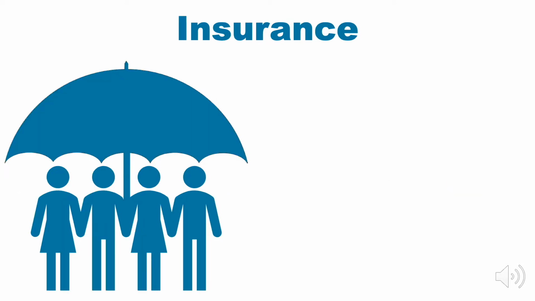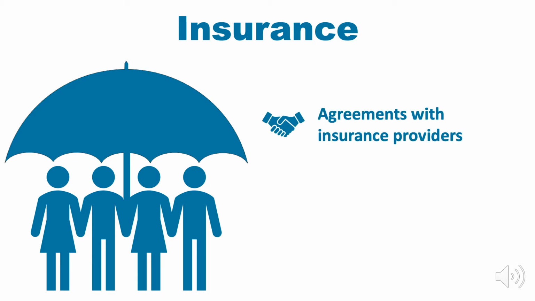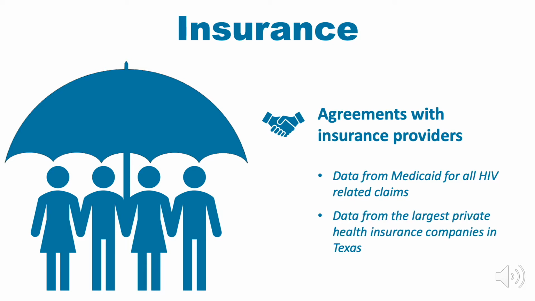Finally, we look at public and private insurance data. The Texas Department of State Health Services HIV STD program has agreements with the largest insurance providers in the state. We have a sharing agreement with Medicaid, and annually, we receive data from that program about all HIV-related claims, including provider visits, lab work, and prescriptions. We also have agreements with the largest private insurers in the state and receive all HIV-related services paid for by these insurance companies.